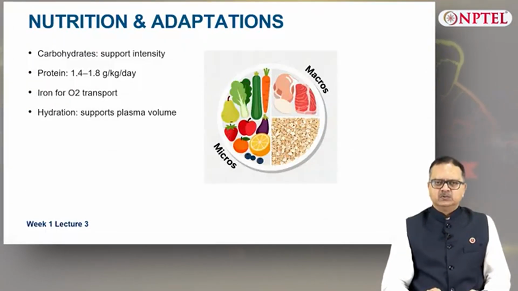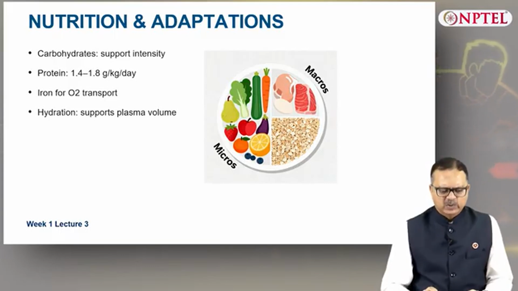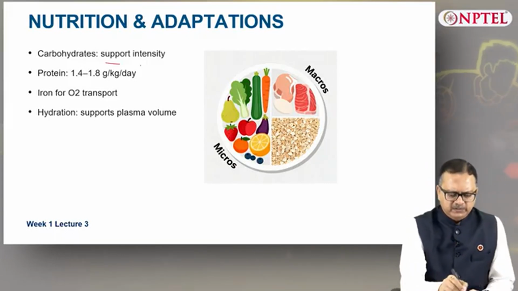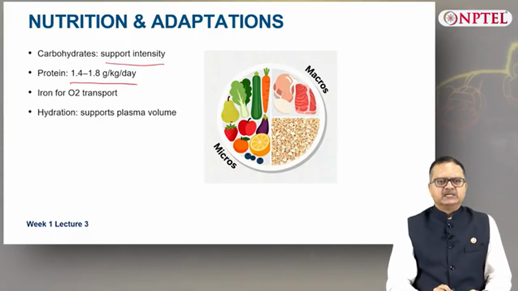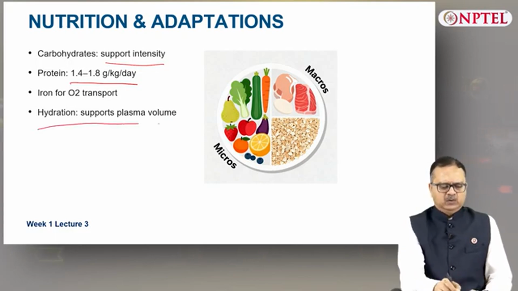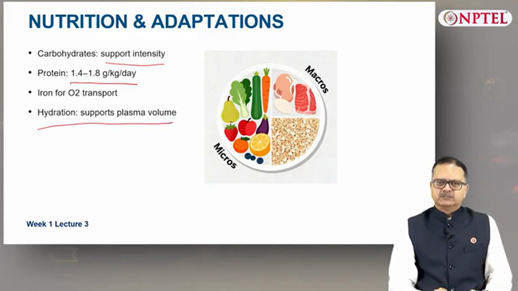All the training you do is of no use if you do not focus on the nutrition. Adequate carbohydrates to support the intensity. 1.4 to 1.8 gram per kg per day of protein to support the training load and for recovery and repair of the muscles. Again, for oxygen transport and good quality hydration, which will support the plasma volume.